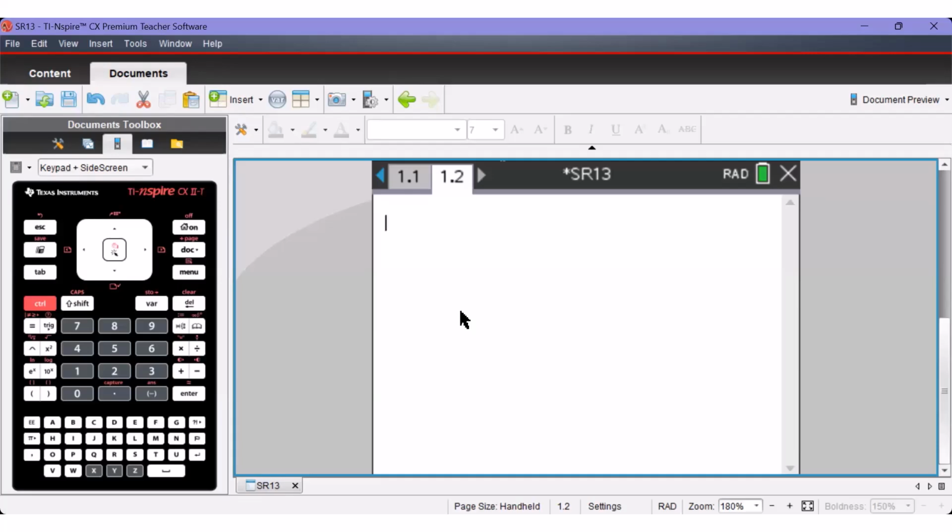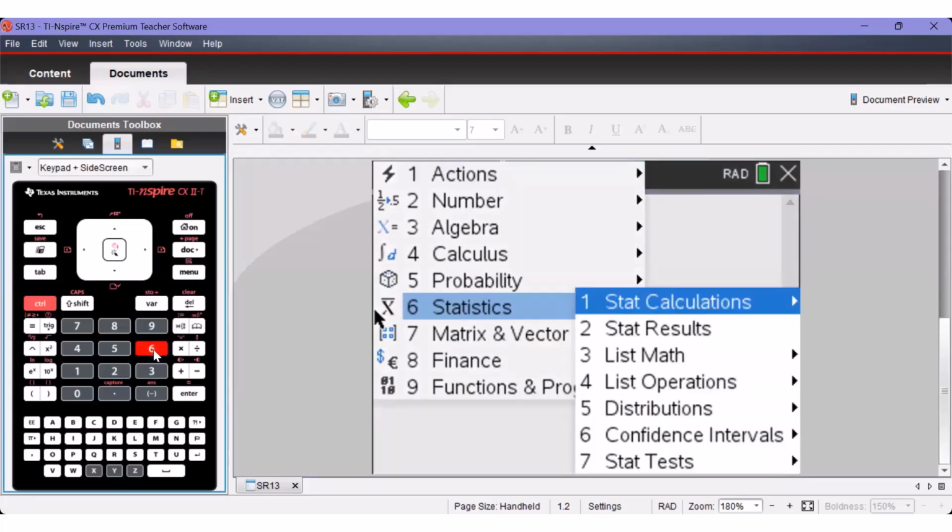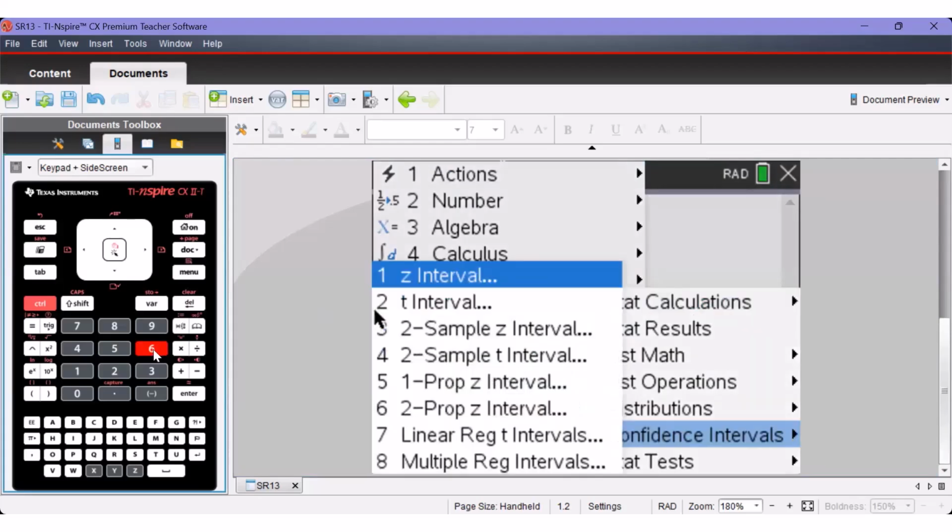So I've opened up a calculator application, or a calculator page, here, and we're going to perform a particular confidence interval calculation called a Z interval. So what we're going to do now is press Menu. Then I'd like to select Statistics by pressing 6. Then I'd like to select Confidence Intervals by pressing 6. And then it is 1 or Enter for Z interval.